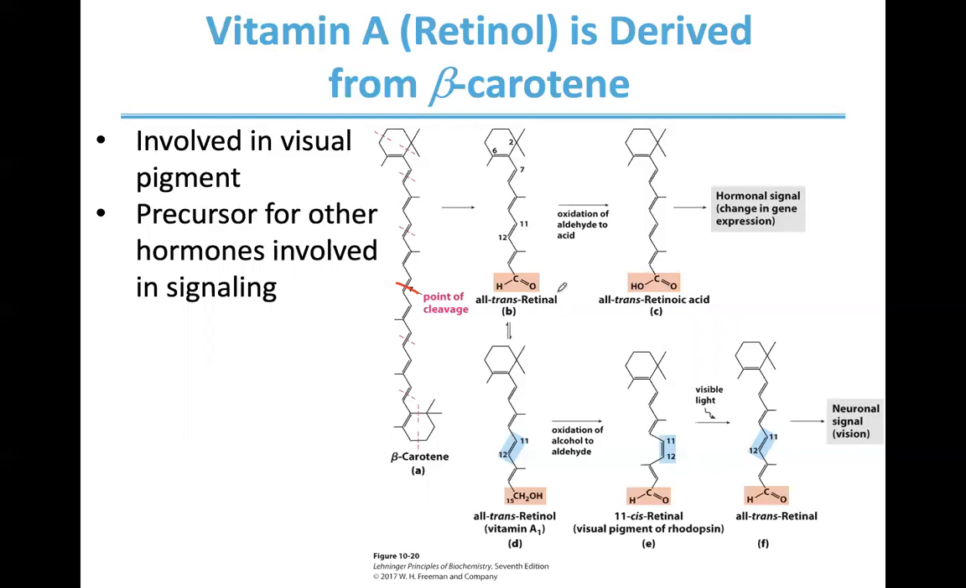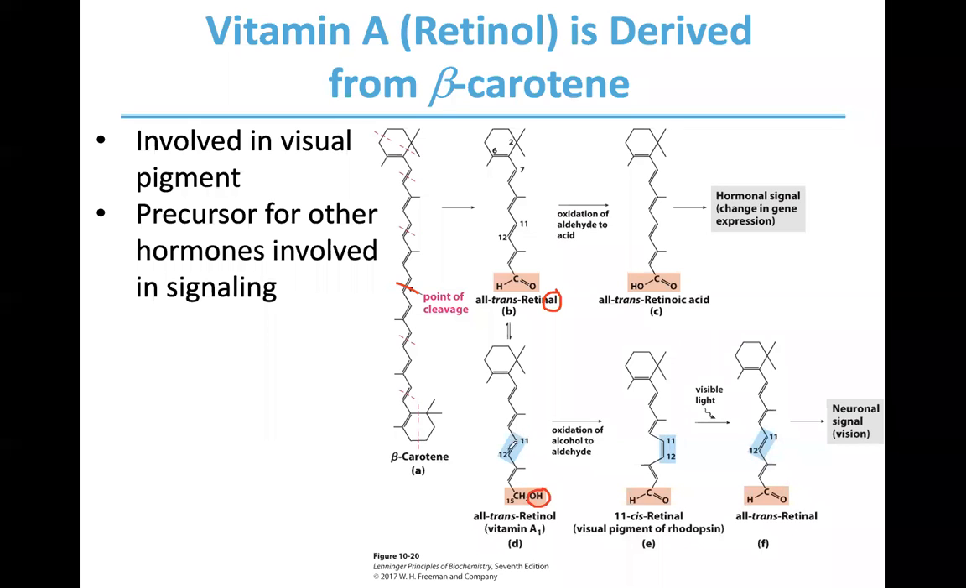Retinal is an aldehyde, right? Al stands for aldehyde, and ol stands for alcohol, as in retinol, all-trans. So this is vitamin A1, and all these double bonds are trans. In the body, specifically in the retina, this will undergo oxidation and isomerization to cis.